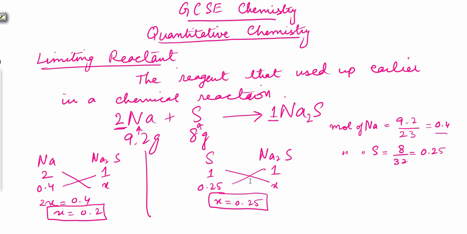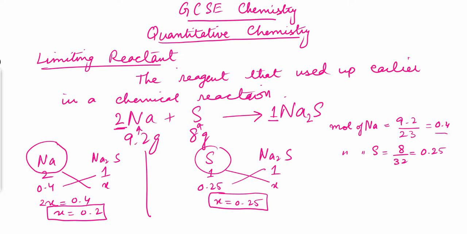As you can see, the sulfur is producing more moles of sodium sulfide and sodium is producing less moles of sodium sulfide. So the reagent that is producing less moles of sodium sulfide is our limiting reactant. In this case the sodium will be our limiting reactant and the sulfur will be in excess. So this is how you can do the calculation and work out your limiting reactant. In this reaction sodium will be used up earlier and sulfur will remain in the reaction. Alright, so this is it for the concept of limiting reactant.